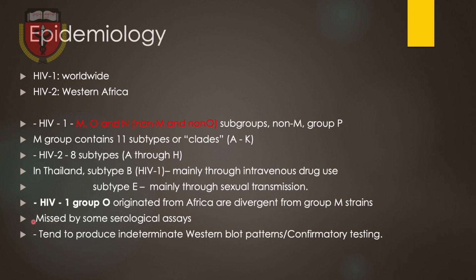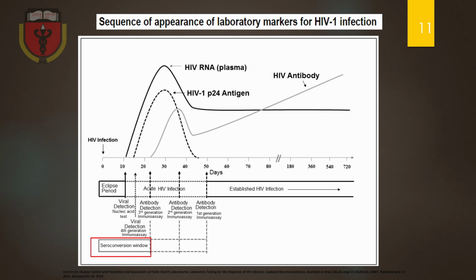So this is just background, additional information for you to understand the different types of HIV-1 and 2, and the subtypes and subgroups of HIV-1. Depending on the serological assay and the type, it tends to produce indeterminate Western blot patterns or need confirmatory testing. We'll talk about the lab tests in a little bit. We mentioned the HIV diagnosis, because HIV by clinical manifestation is so non-specific, you have to make the diagnosis by laboratory test.